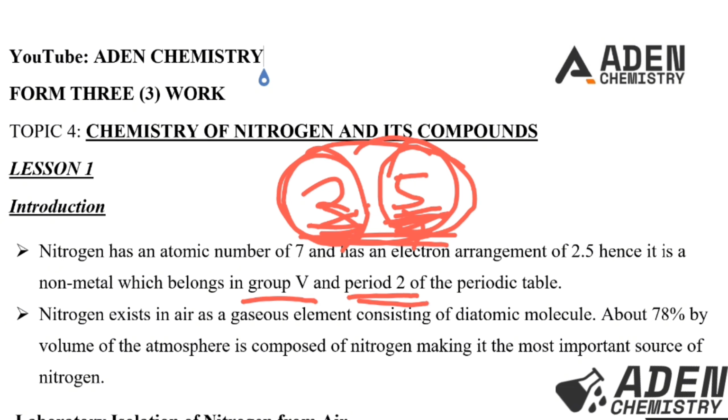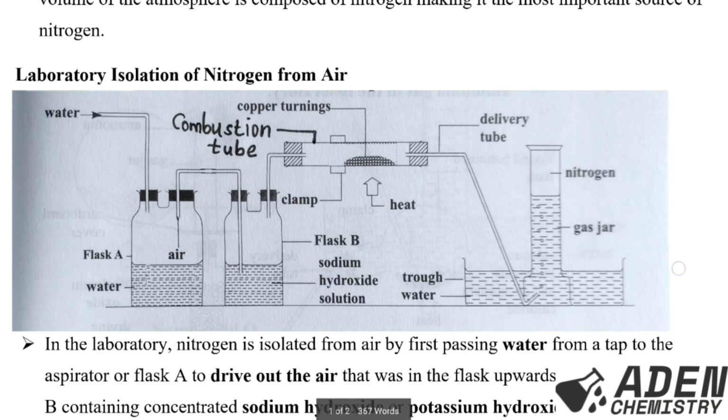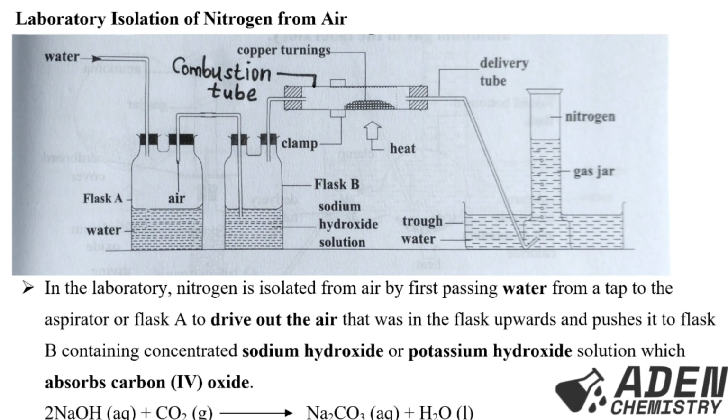So next we are going to proceed to laboratory preparation of nitrogen gas. We are going to start with the laboratory isolation of nitrogen from air. So we are going to use this setup to do the laboratory isolation of nitrogen from air. Here we have tap water in. Then this water goes into flask A or aspirator A. Then this is the water and we are having air which is expelled out of the container or out of this flask A.